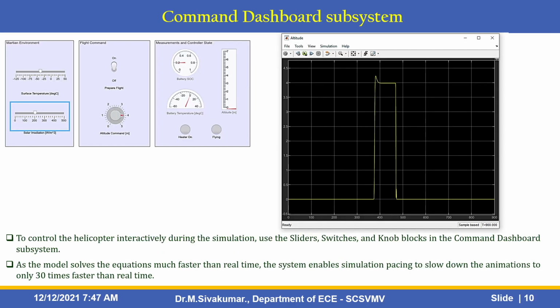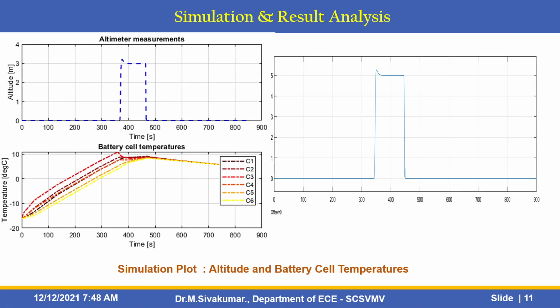The next one, the command dashboard subsystem. To control the helicopter interactively during the simulation, use the sliders, switches and knob blocks in the command dashboard subsystem. As the model solves the equations much faster than real time, the system enables simulation pacing to slow down the animation to only 30 times faster than real time. Here is the simulation result analysis with altimeter measurements. It shows altitude versus time and temperature versus time. The simulation plot shows altitude and battery cell temperatures using the interactive plot.